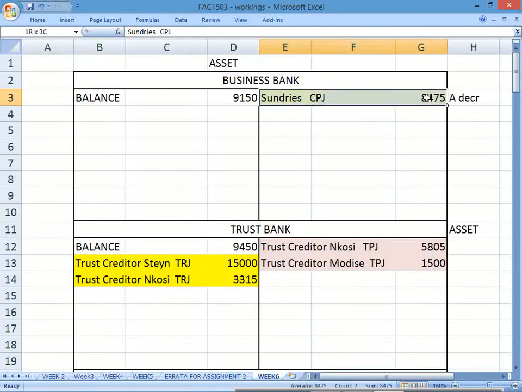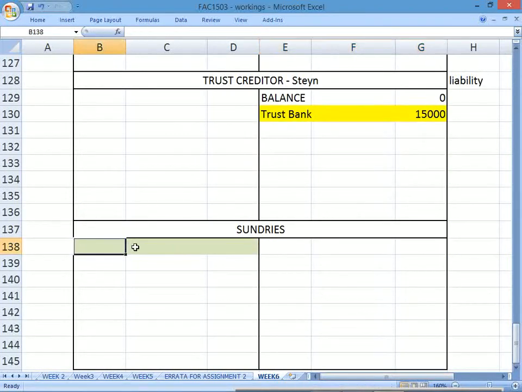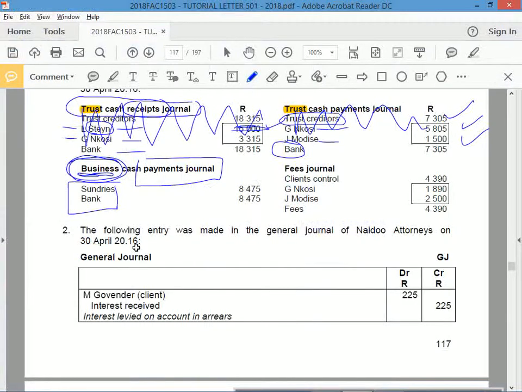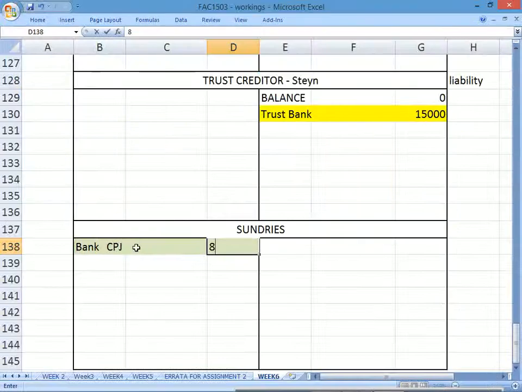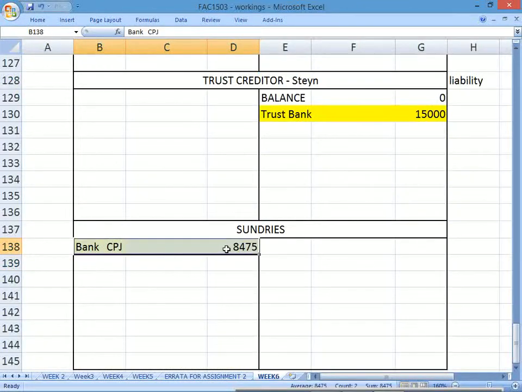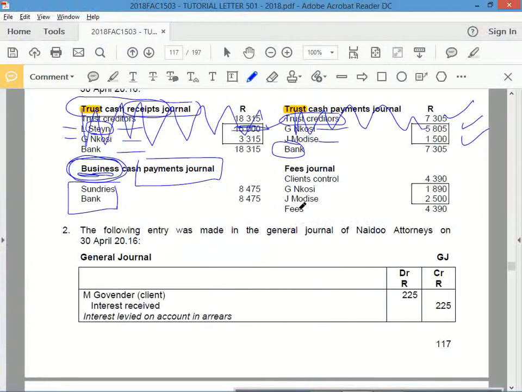If an asset decreases, the expense is going to go up. So this credit is going to have a debit, which would be here, bank, business CPJ, and it would have been the same amount, 8475. Okay, and that would have been expense increase if you want to put the working in. You don't have to show all these other accounts. I'm just showing it as practice. Okay. Right, complete. Move on. Now we look at the fees journal.